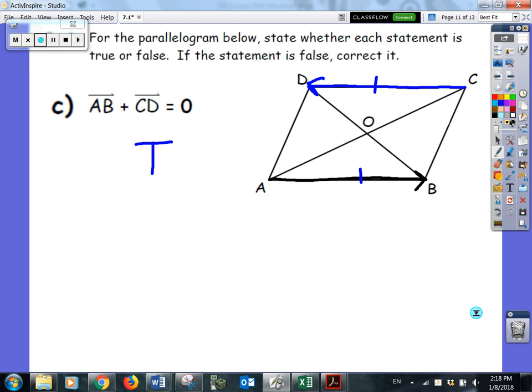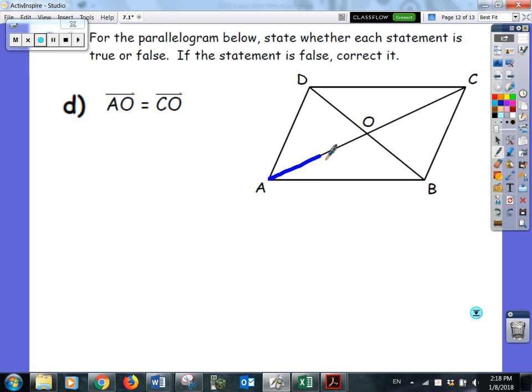Now, if I just said, tell me, AB plus CD equals what? According to this picture, here's AB, here's DC. That's going to be equal to the 0 vector. Okay, so that's the way it's asked on your homework. It doesn't give you a true or false. It just gives you one side, and you have to tell me what it is equal to. So that's another way you could be given a picture and have to answer the question. Either true, false, or actually answer what the left or right side is equal to.